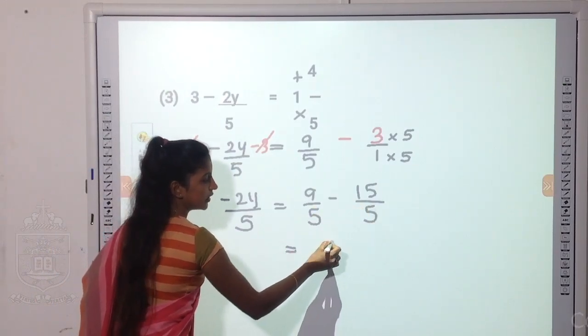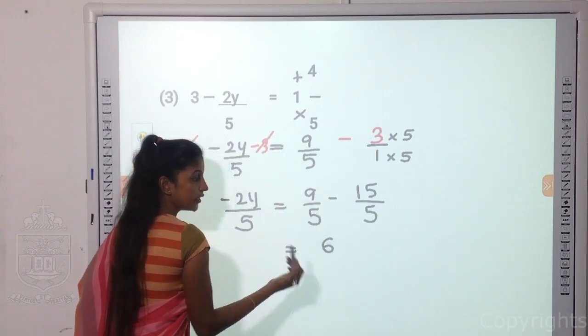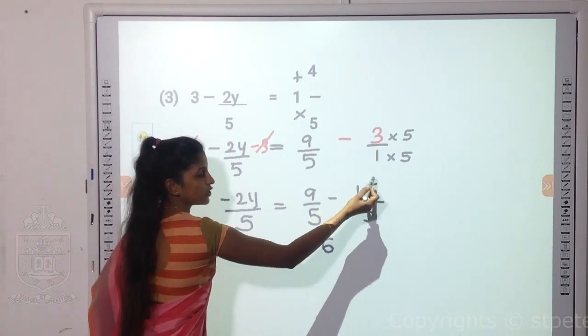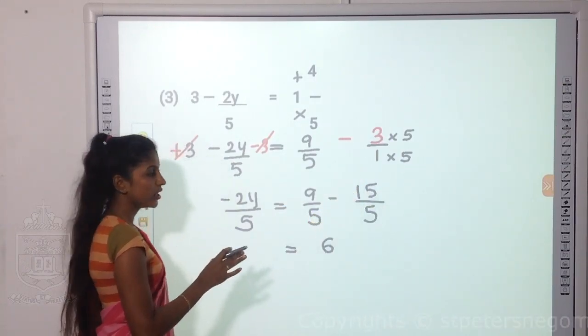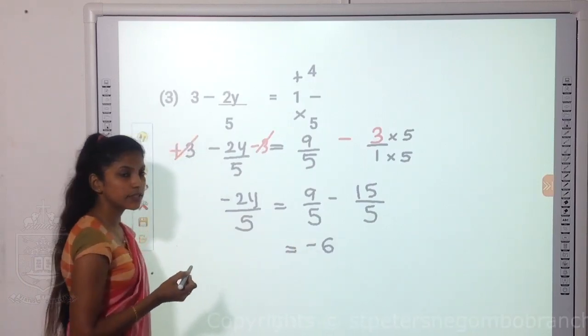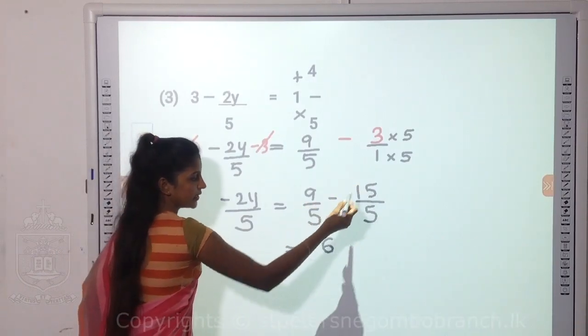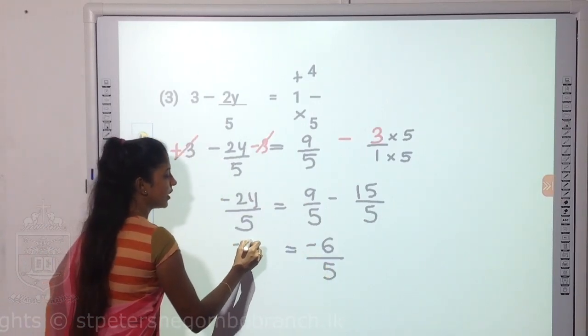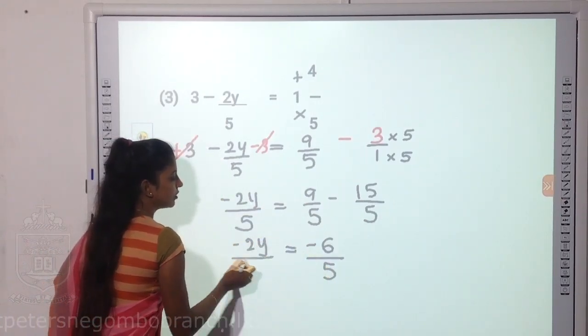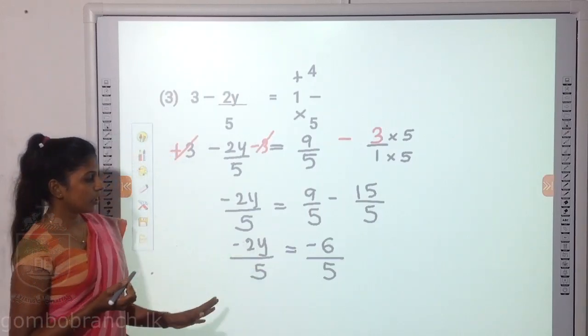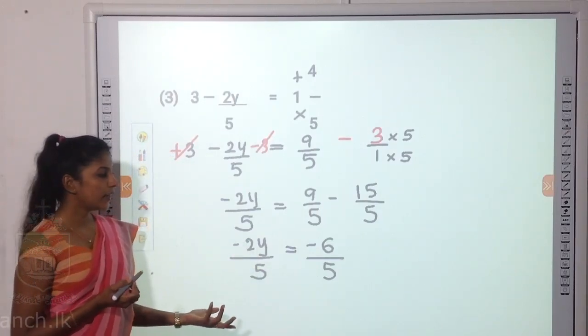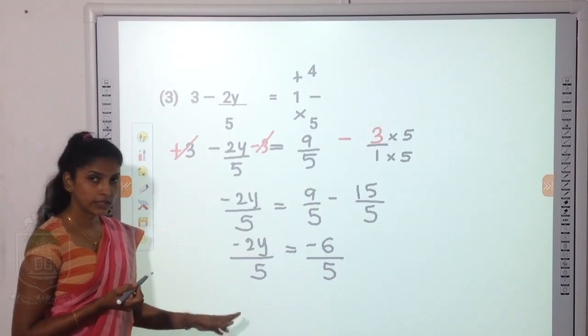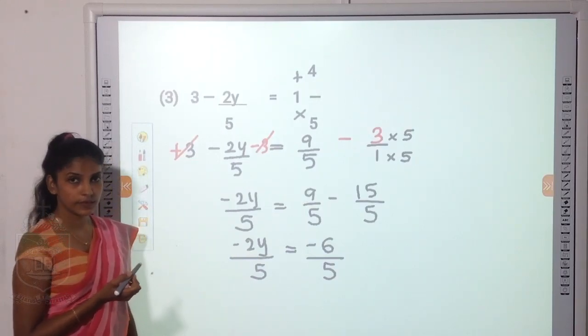So what is remaining here is 6. And you can see in this subtraction, minus 15 is larger. So in the answer, you have to add the minus, since the minus is larger. Minus 6 over 5, and on the left side you have minus 2y over 5. So our next step is to remove 2 and 5 from this term and remain only y on the left side.